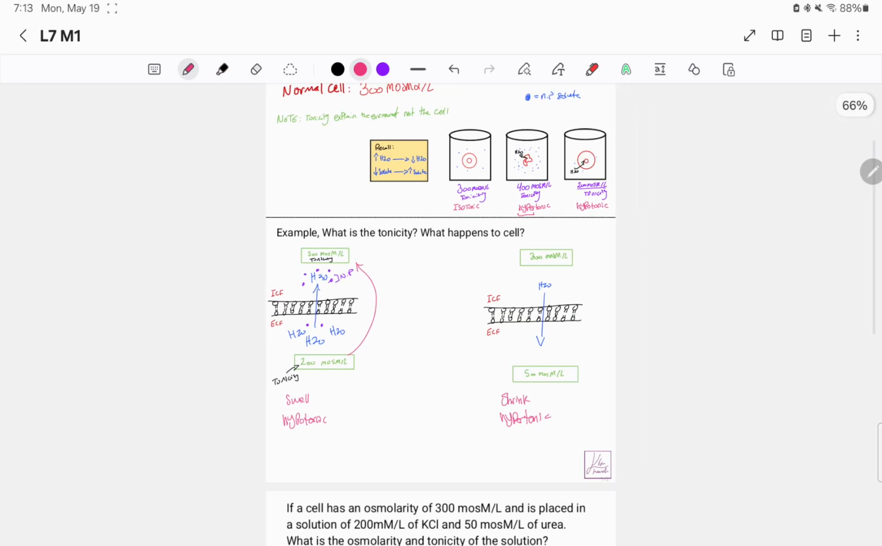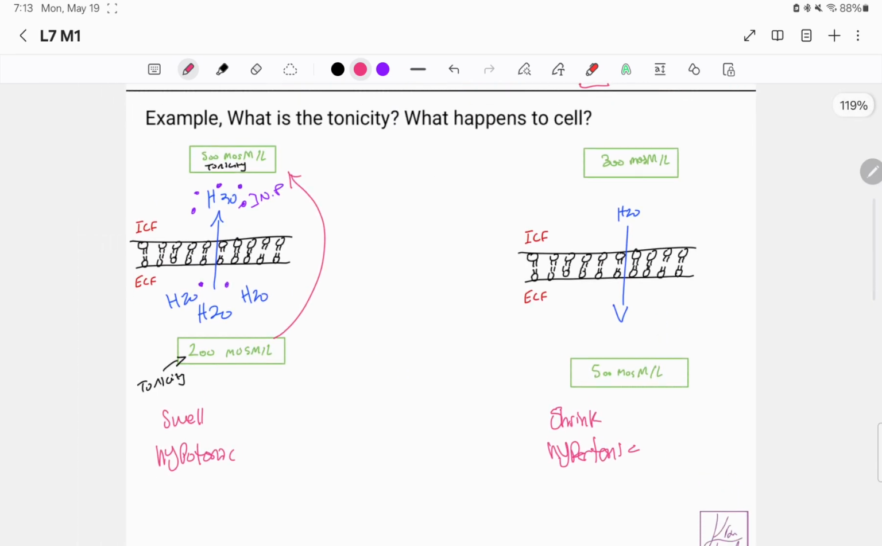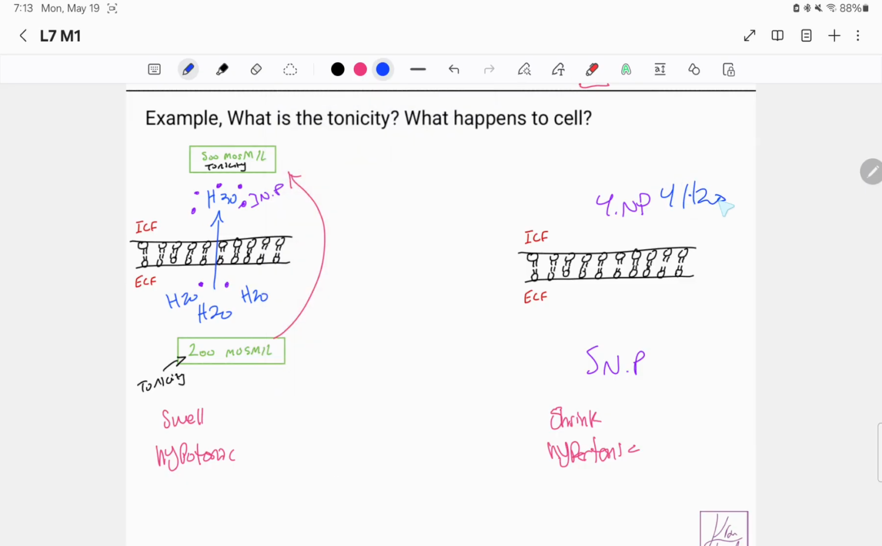Okay, so again, pretty simple kind of way of doing it. And you know what? Even if I hadn't told you these, and I just told you that there are 4 non-penetrating solutes here, and there are 5 non-penetrating solutes here, and there are 4 water molecules here, and 3 water molecules here, which way does water go?